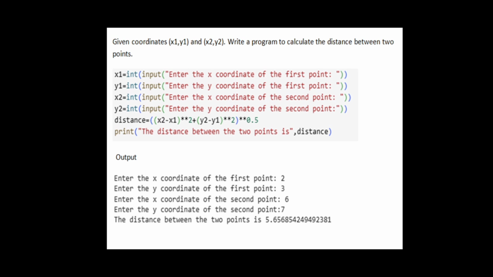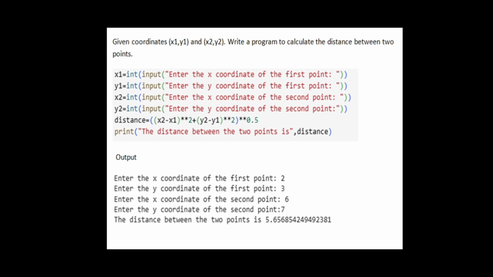We put it in variable x1. Enter the y coordinate of the first point. We put it in the variable y1. Enter the x coordinate of the second point. We put it in the variable x2. Enter the y coordinate of the second point. We put it in the variable y2.